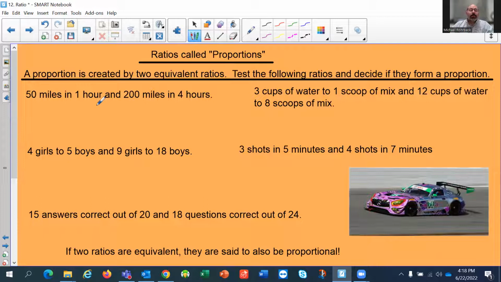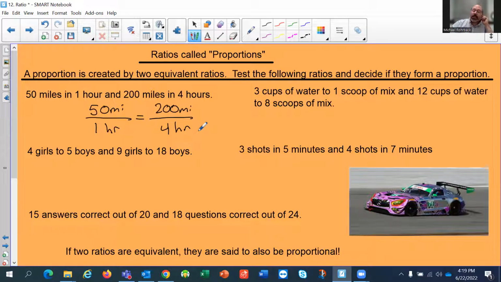So we're going to look at this first one. If you could drive 50 miles in 1 hour, okay, so there's my ratio, 50 miles compared to 1 hour. Or you could drive 200 miles in 4 hours. Is this the same rate? Is it the same ratio even though the numbers are different?